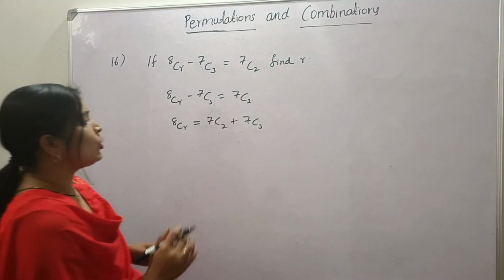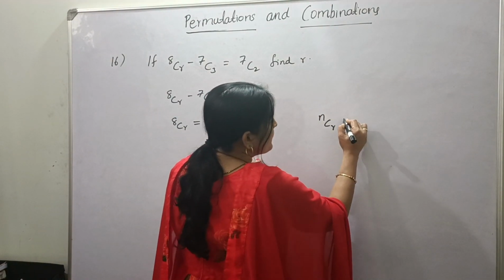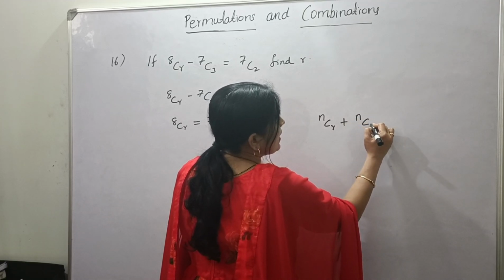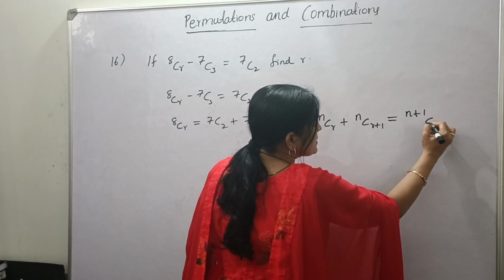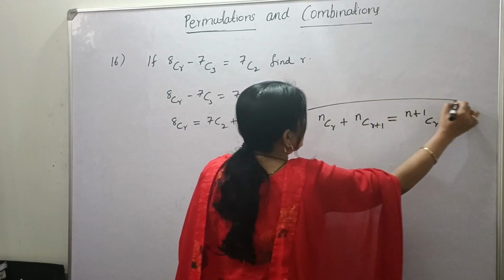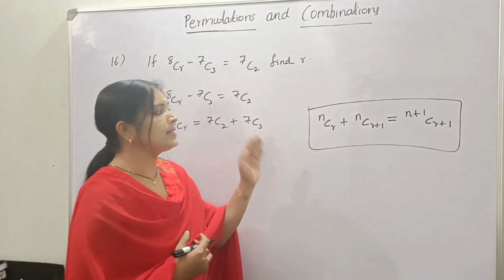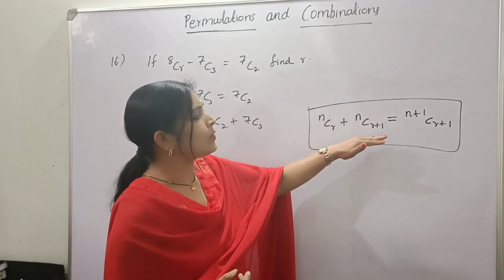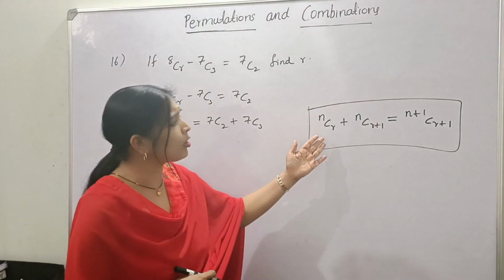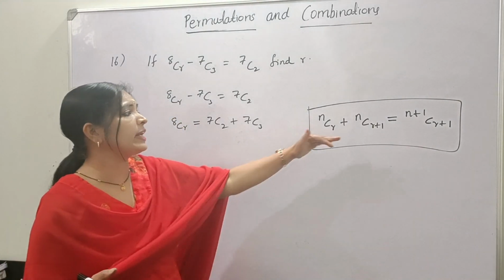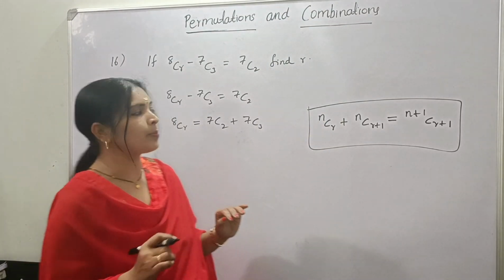And one more thing. We know that nCr plus nC(r+1) is equal to (n+1)C(r+1). Remember this formula, that is nCr plus nC(r+1) is equal to (n+1)C(r+1). By applying the formula of combination, you will get the same thing.